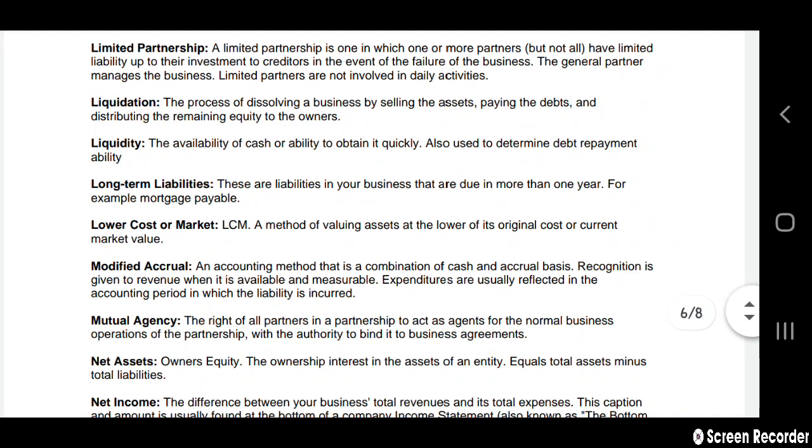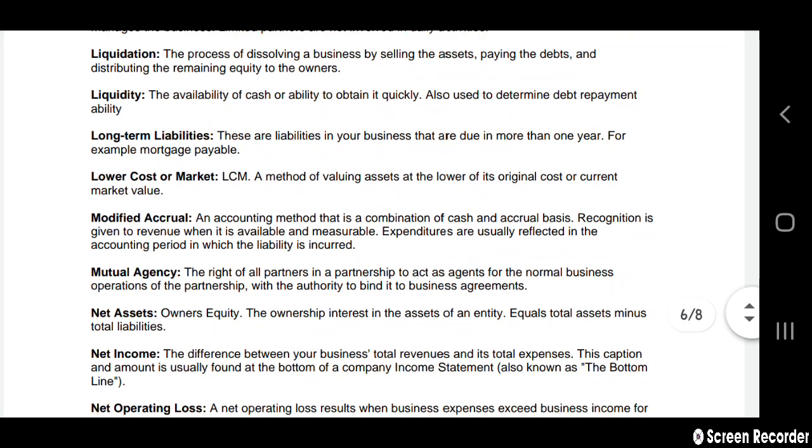Next is limited partnership. A limited partnership is one in which one or more partners have limited liability up to their investment to creditors. In the event of business failure, the general partners manage the business, and limited partners are not involved in daily activities. They are not given the right to manage the business.